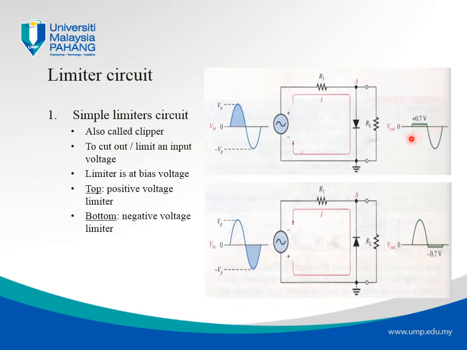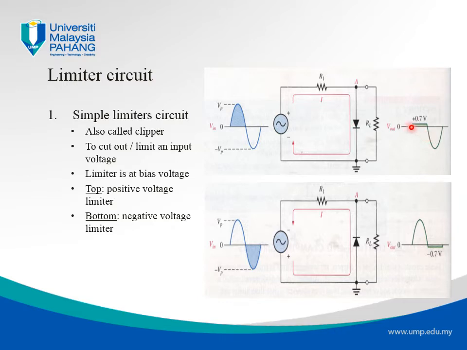But to be more precise, to be more accurate, it won't be exactly 0. Why? Because across the diode, in order for the current to be able to go through it, there is the bias voltage that we need to overcome.